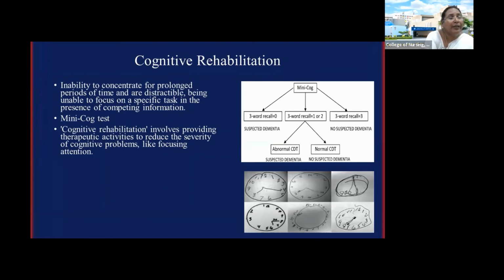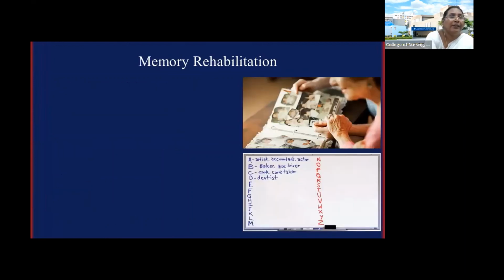So cognitive rehabilitation provides therapeutic activities related to attention. We can ask patients to play some games that will also increase their attention. Chess, or if they are good in painting, they can do that. They can start singing, because singing, they say, is a very good technique to bring out the cognition, especially the lyrics. If they can start singing, they will remember, and that will help them. Brain training games are also there for cognitive rehabilitation.